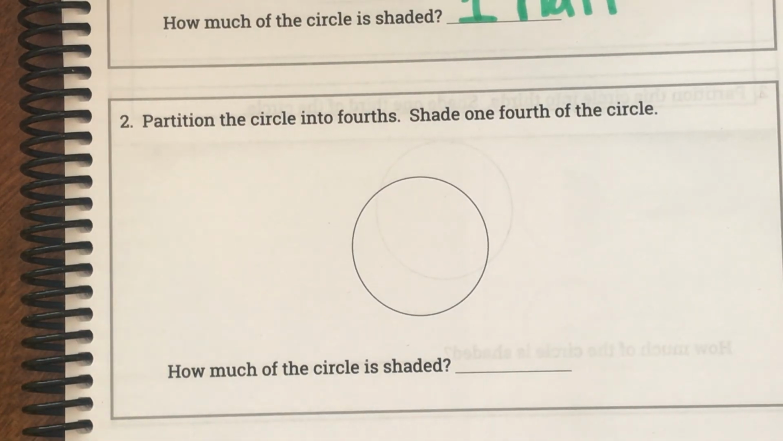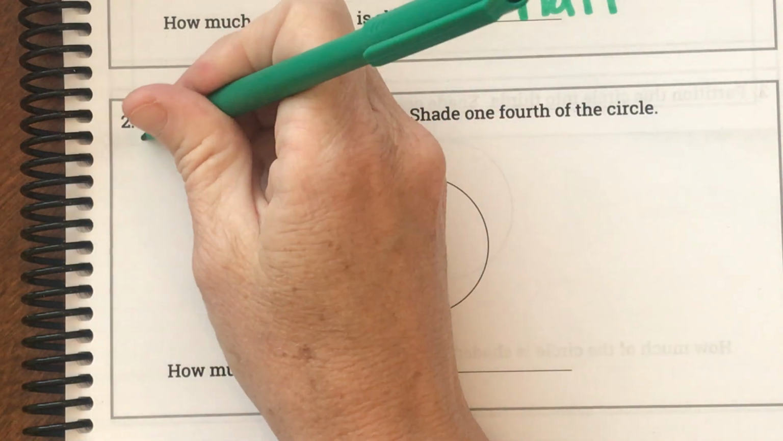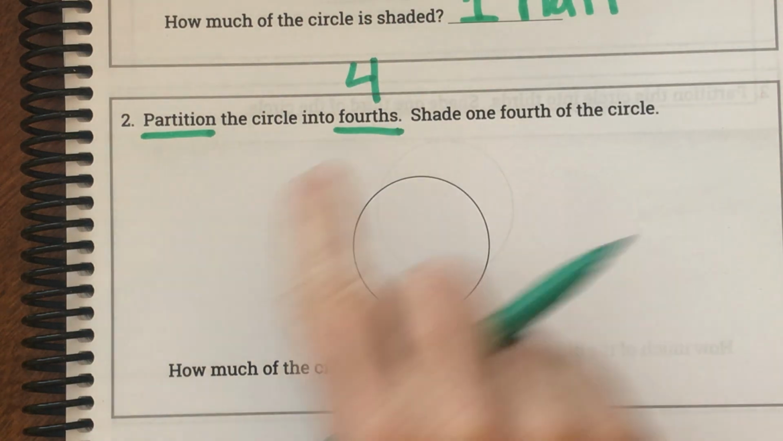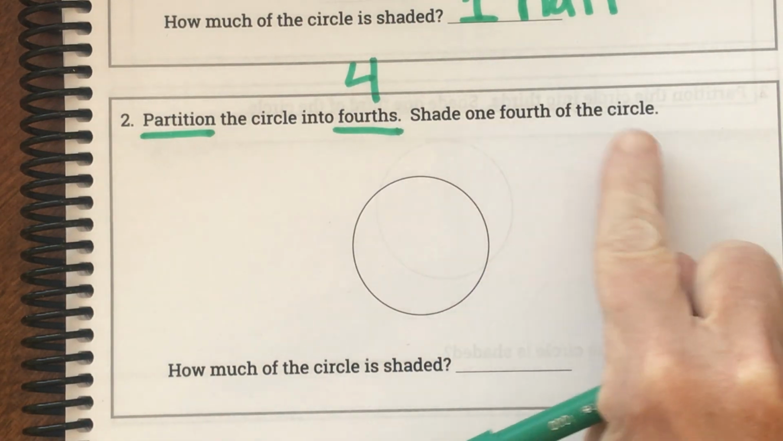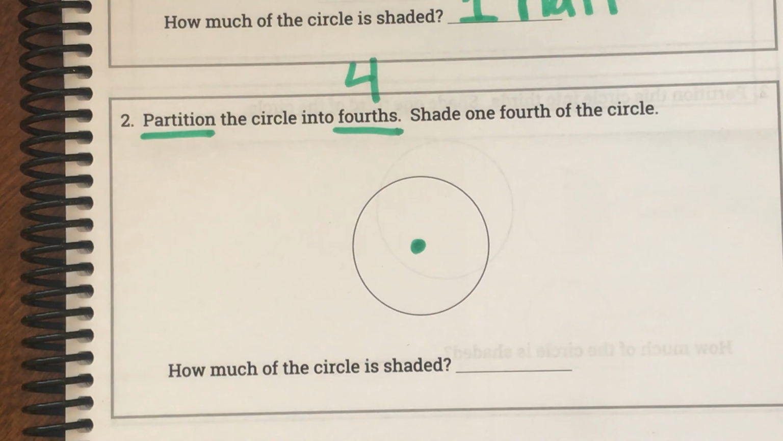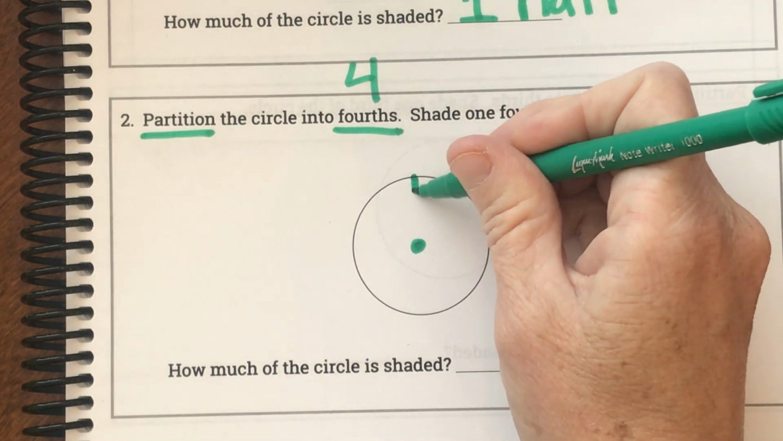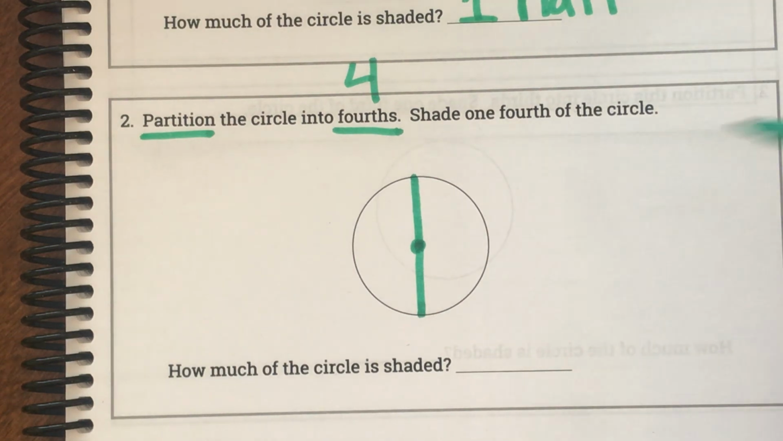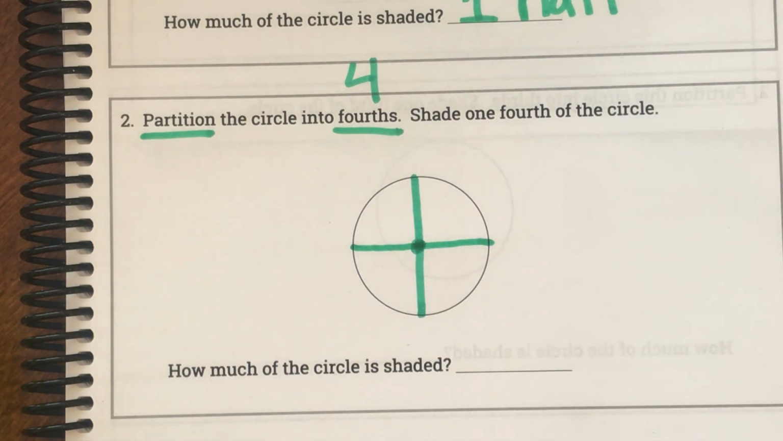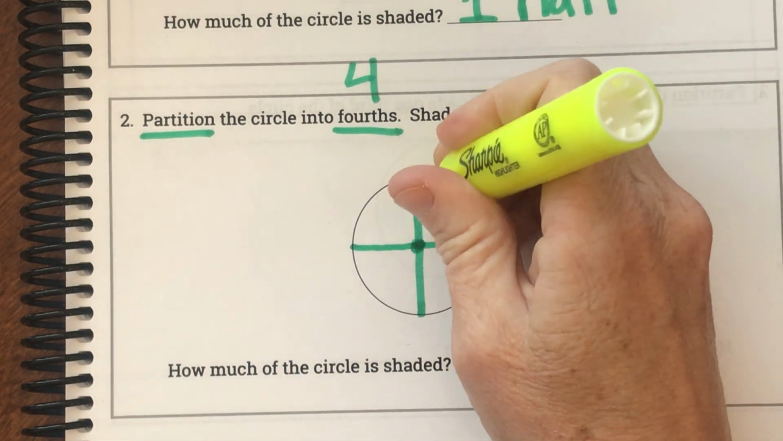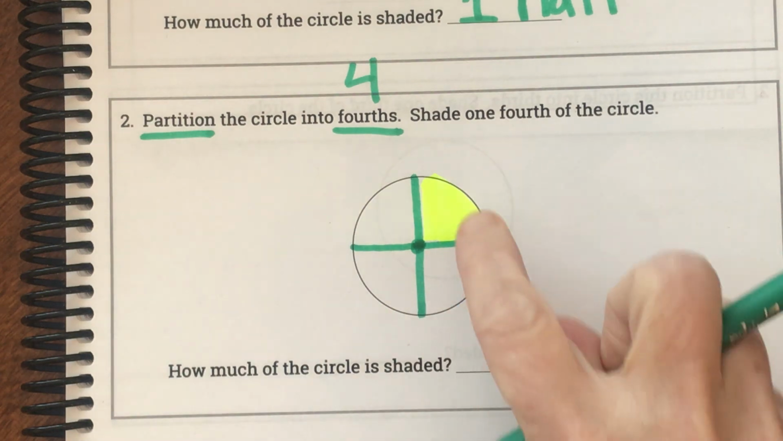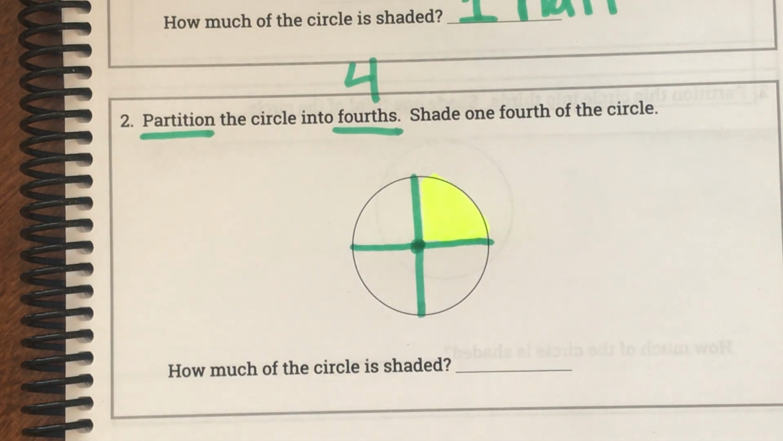Our next one says, partition the circle into fourths. Fourths means 4 equal shares. Shade 1/4 of the circle. Whenever we partition it, we have to make sure our lines meet in the middle. So the best way to do fourths, friends, is a line straight down and then a line straight across. So now we have 1, 2, 3, 4 equal shares. Okay, let's shade in this one, because it says to shade in 1/4. So this would be 1/4 of the circle is shaded.